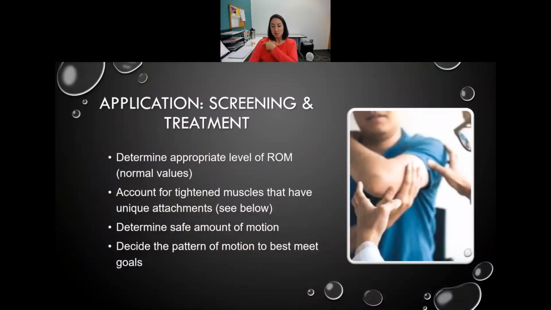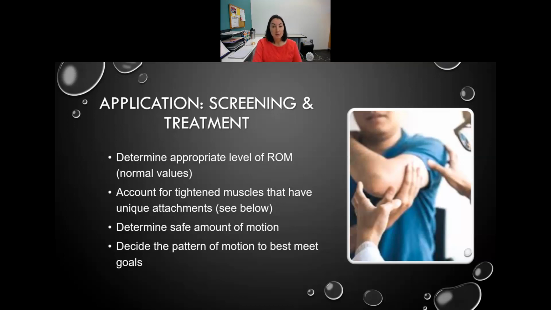Screening and treatment. So we can use range of motion to screen and to treat. We can determine the level of range of motion, determine the normative values. We can account for tight muscles that have unique attachments. I said see below because I have listed on the PowerPoint below some muscles that have unique attachments. So make sure you're taking that into consideration when you're going through somebody's range of motion.